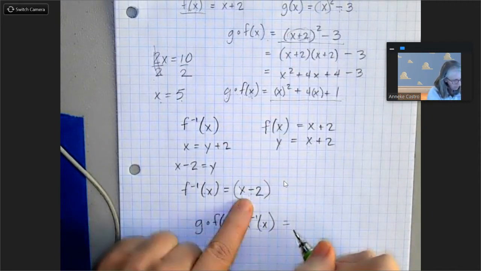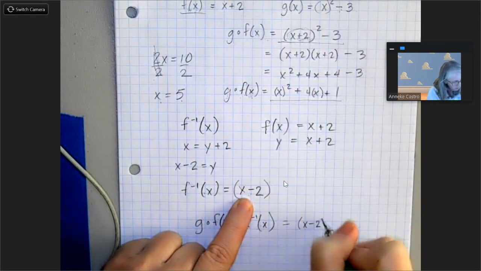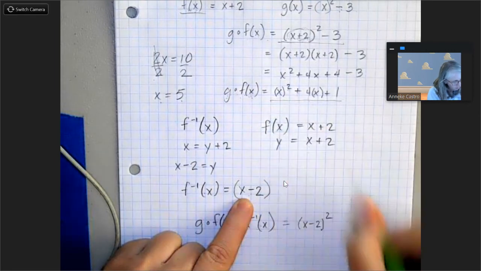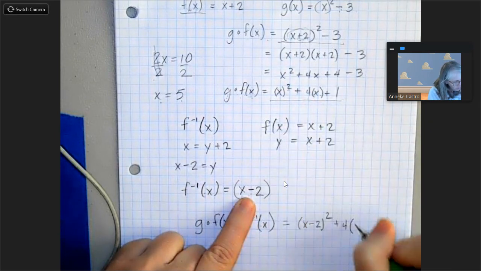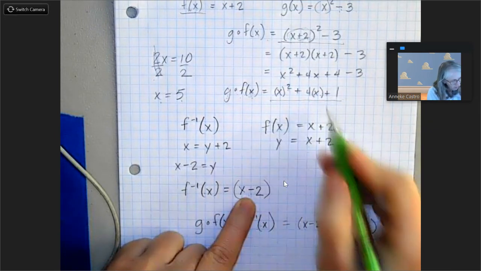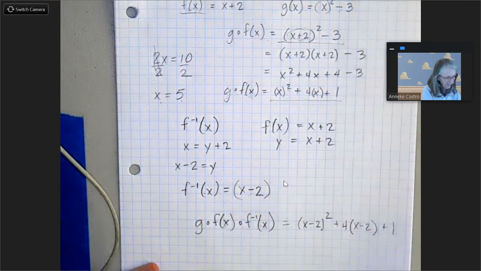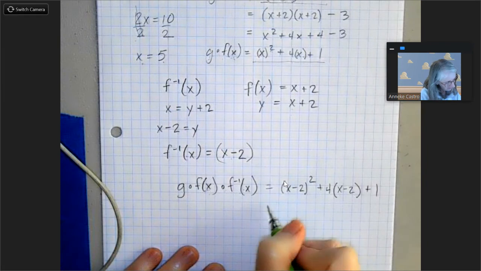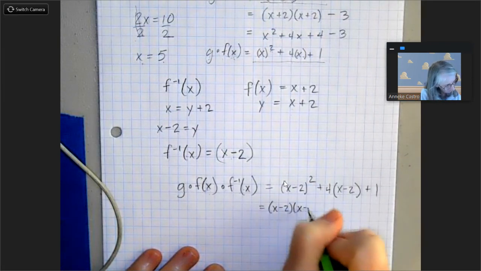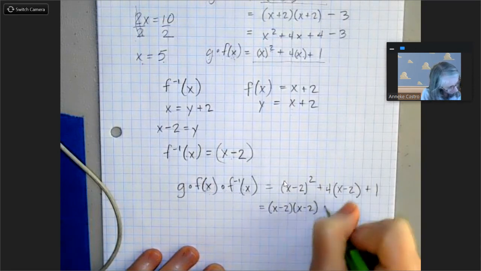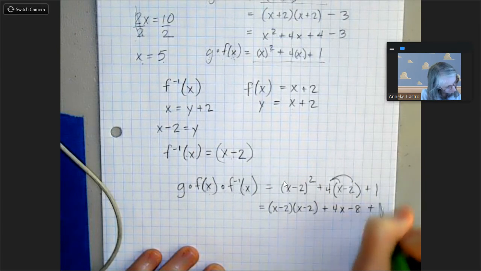Okay, so I'm going to take my x minus 2. I'm going to put it in: x minus 2 squared plus 4 times my x gets replaced with x minus 2, and then plus 1. Okay, I'm crossing my fingers now. I hope this works. This was new for me also. All right, so let's see what happens. X minus 2 squared, I got to multiply it out, plus, let's distribute that, 4x minus 8, still have my plus 1.